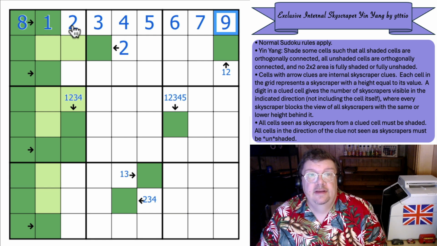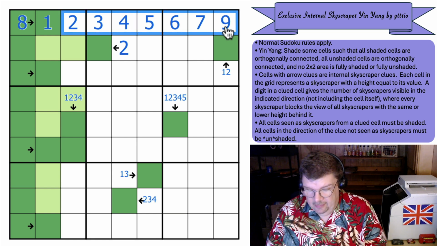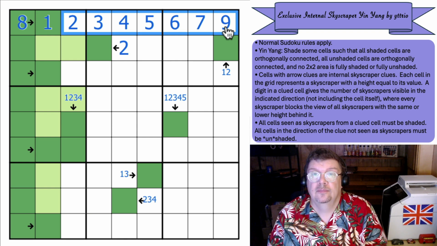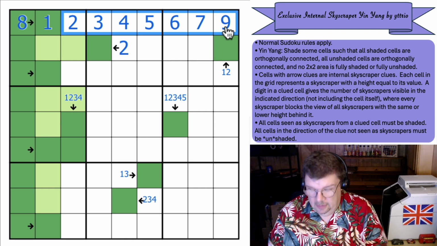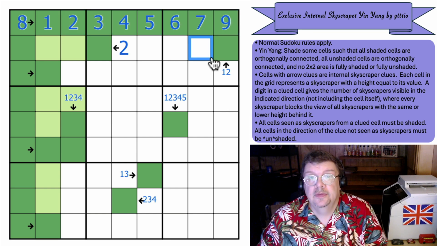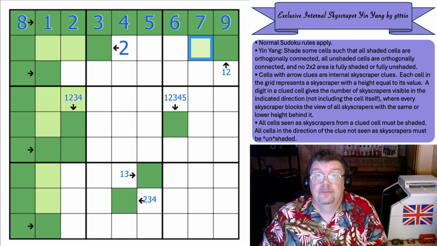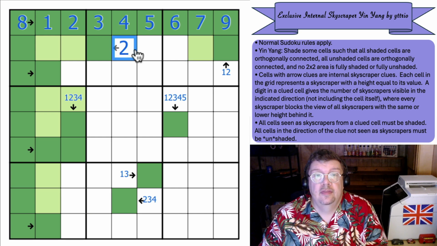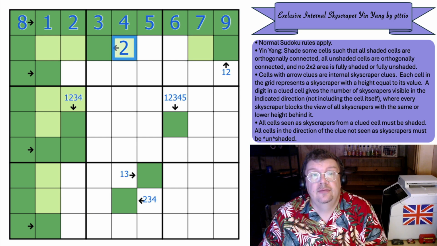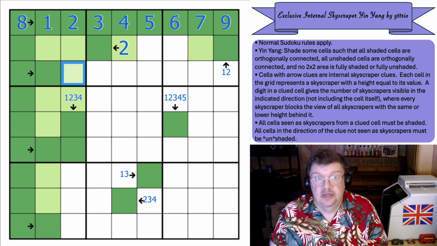And that is lovely. And that means that this is now shaded. Let's do the right color. There we go. That is unshaded by no 2 by 2. That is unshaded by no 2 by 2. This has to get out. So that is unshaded.